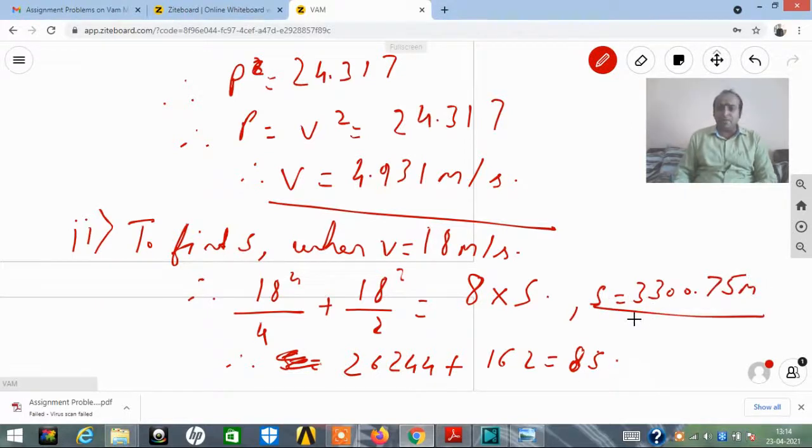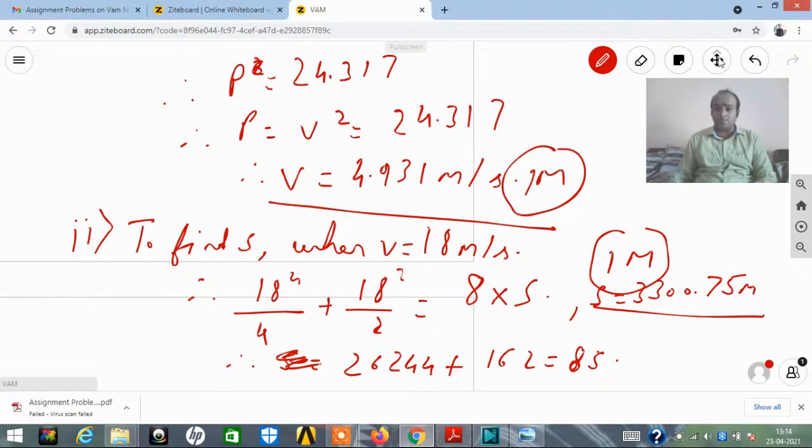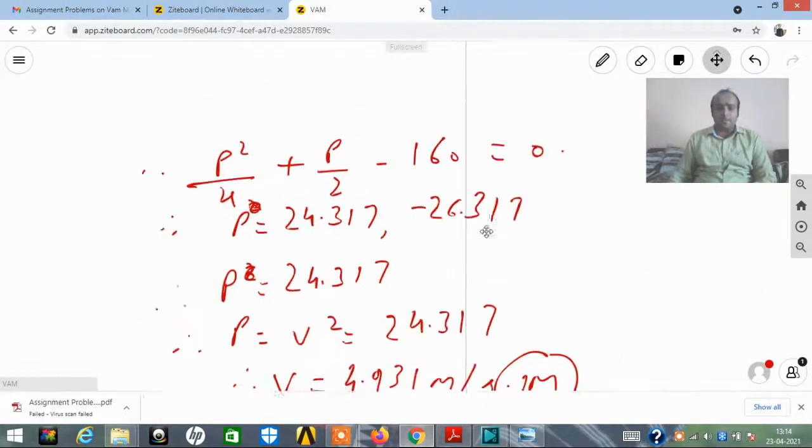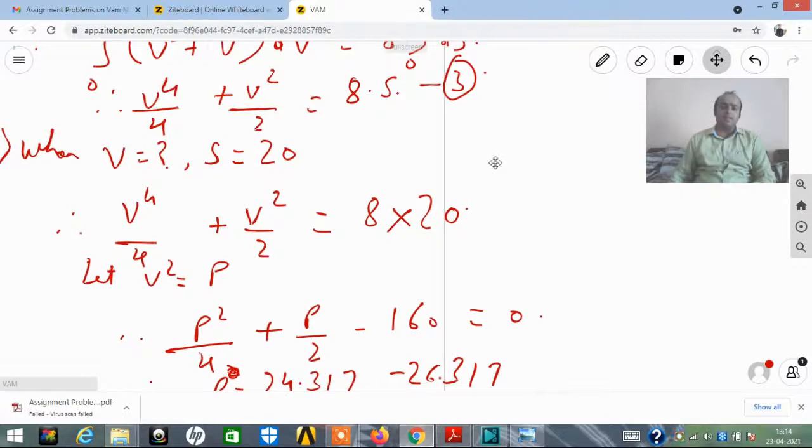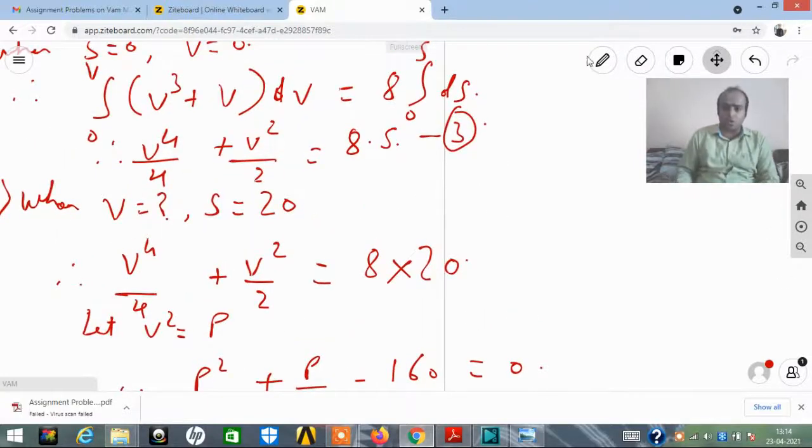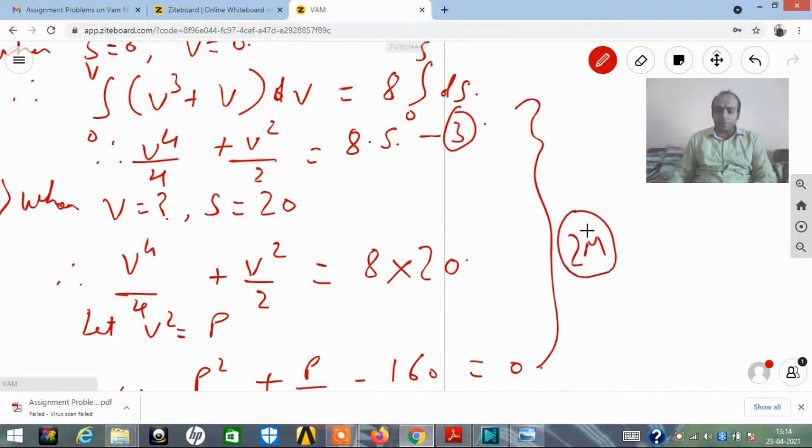So friends, for this particular value of s, the equation and this will be giving you 1 mark. The value of v will be giving you 1 mark. It's a 4 marks problem in all, and whatever equation you have derived will be giving you overall 2 marks.